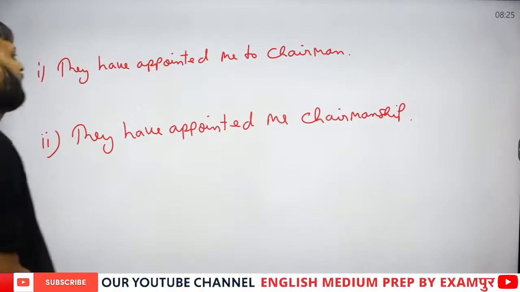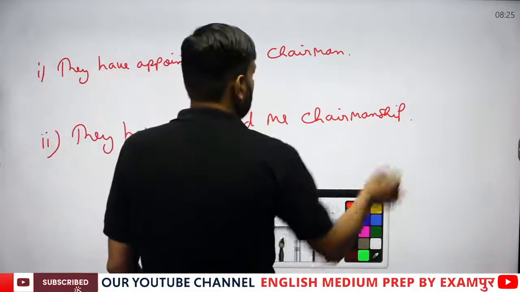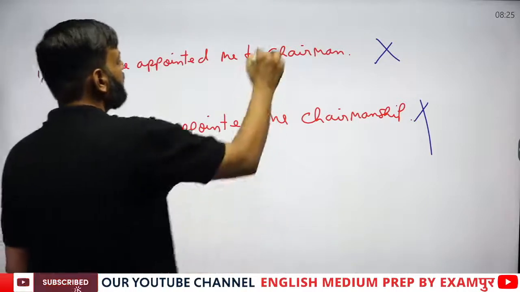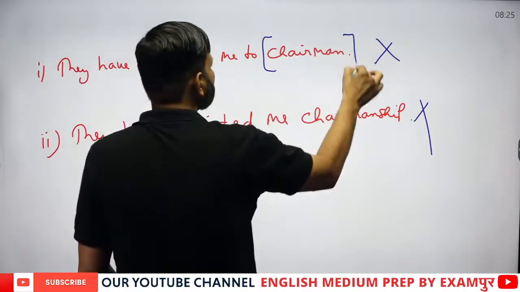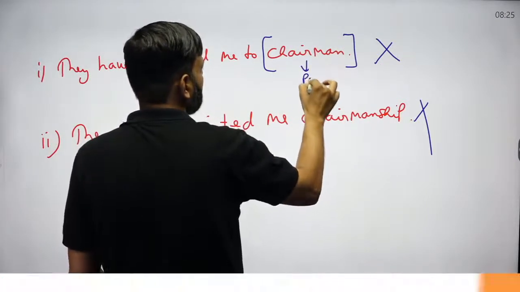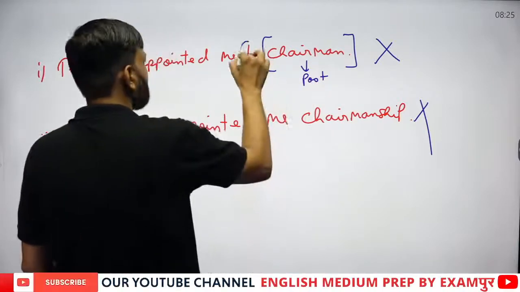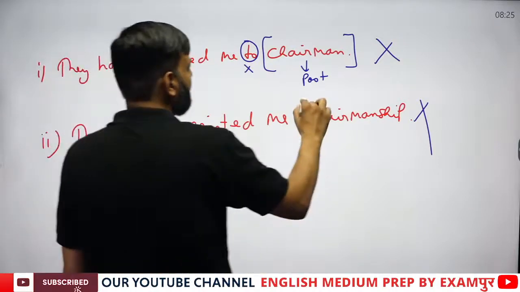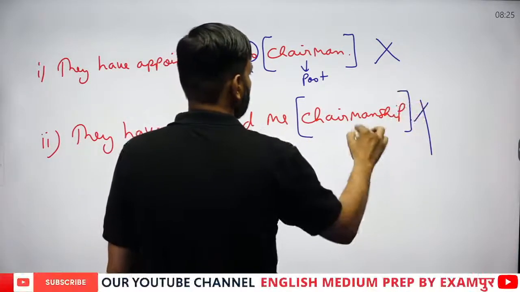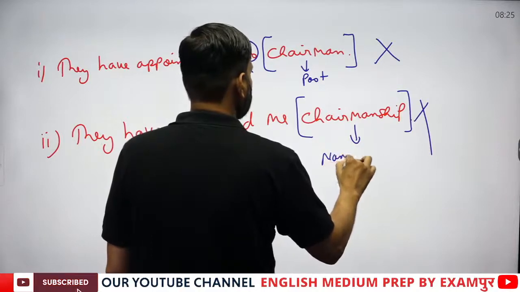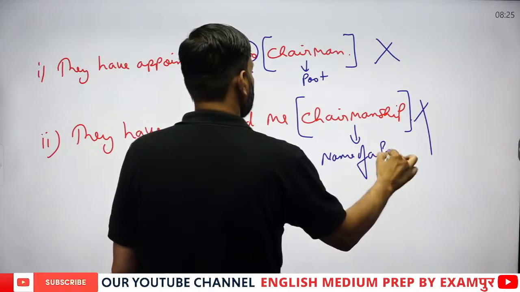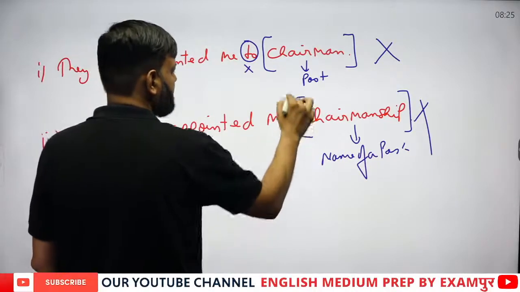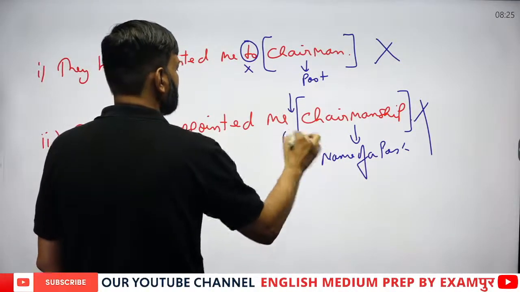See, both the sentences are wrong, because where a post is given, "to" cannot be used. And where the name of a post is given, there we have to use "to". So here, after "me", we need "to".